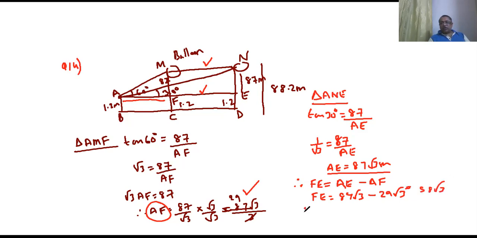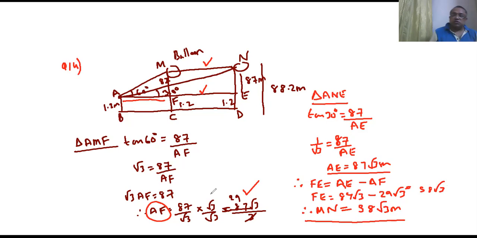So therefore, final answer we can say distance traveled by the balloon, MN, is equal to 58 root 3 meters. So what is the distance traveled by the balloon? It is 87 root 3 minus 29 root 3, and that will give you this answer, 58 root 3. Okay, so final answer is 58 root 3.